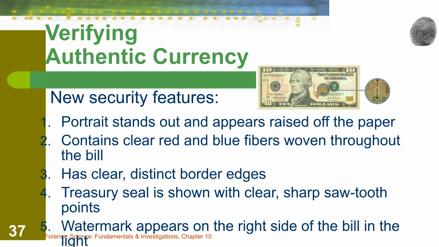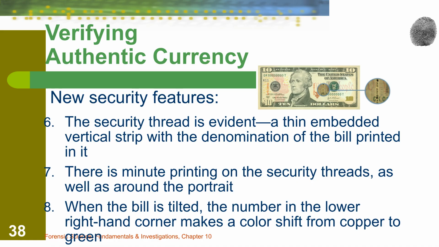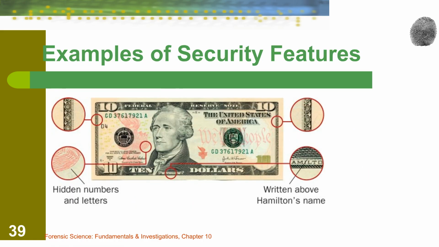Authentic currency has new security features, including a raised portrait, clear red and blue woven fibers, distinct border edges, sharp treasury seal points, and a watermark visible when held up to the light. Further security features include an embedded security thread with the bill's denomination and minute printing around the portrait. Also, the number in the lower right-hand corner shifts color from copper to green when the bill is tilted. This image provides a visual representation of some of the key security features embedded in authentic currency.